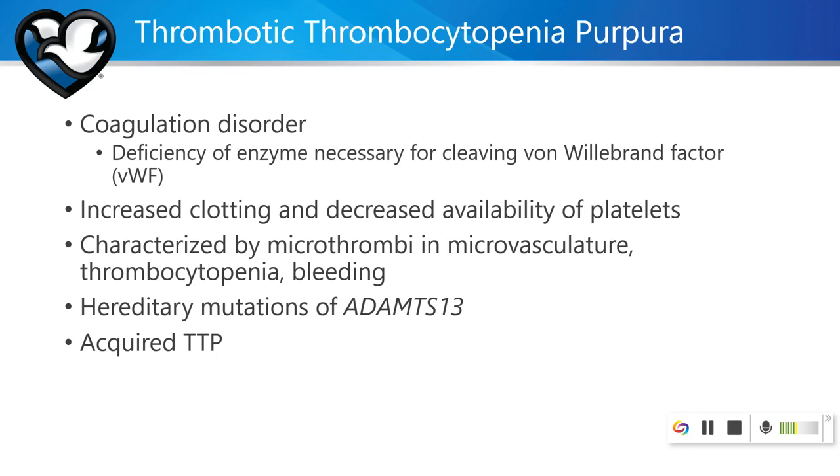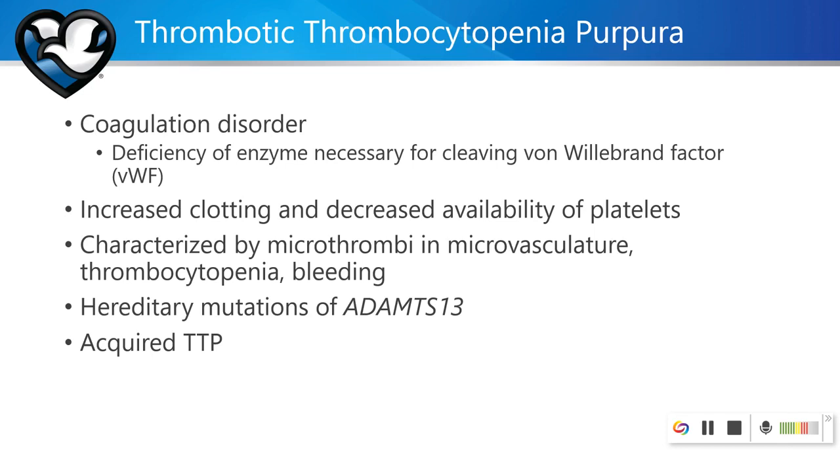Thrombotic thrombocytopenia purpura is a coagulation disorder resulting from a deficiency of disintegrin and metalloproteinase with thrombospondin domain 13, which is a gene that provides instructions for making an enzyme necessary for cleaving von Willebrand factor. This leads to platelets aggregating around the large von Willebrand factor molecules and increased clotting, which decreases available platelets. Fewer platelets then lead to bleeding.